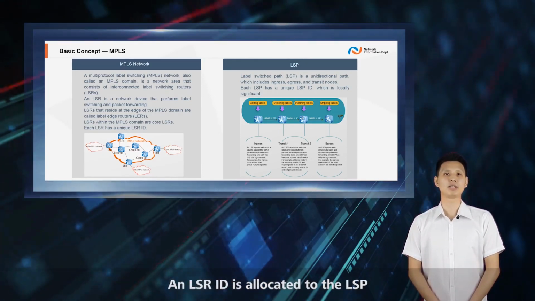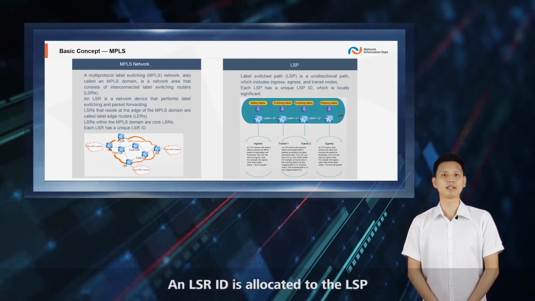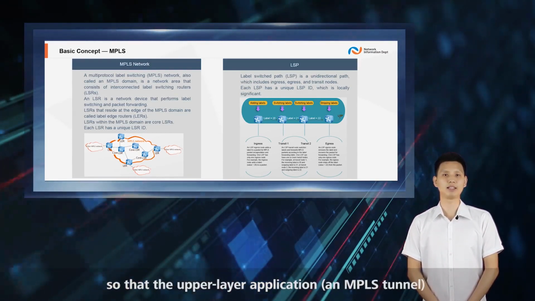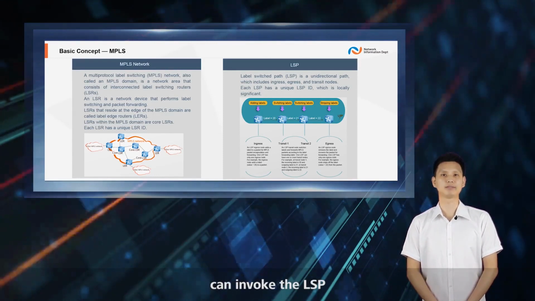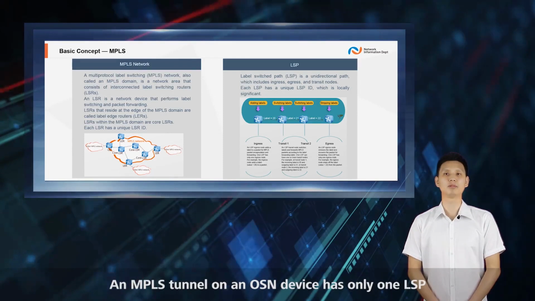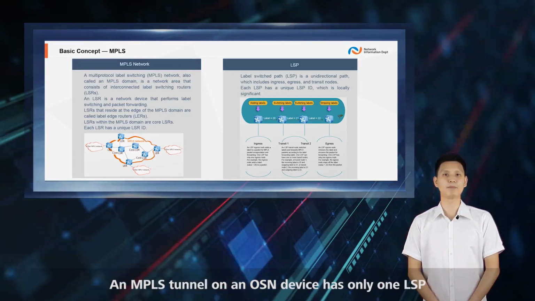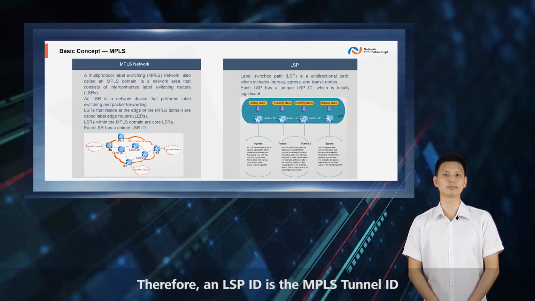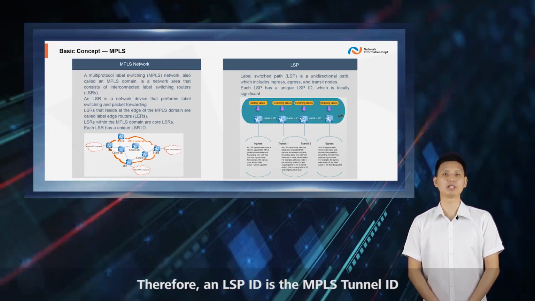An LSP ID is allocated to the LSP so that the upper layer application, an MPLS tunnel, can invoke the LSP. An LSP ID is locally significant. An MPLS tunnel on an OSN device has only one LSP. Therefore, an LSP ID is the MPLS tunnel ID.